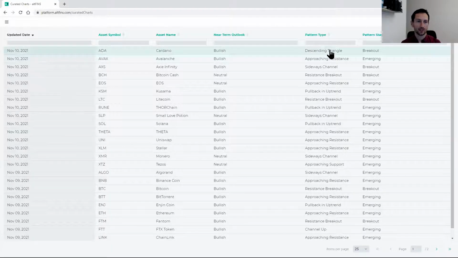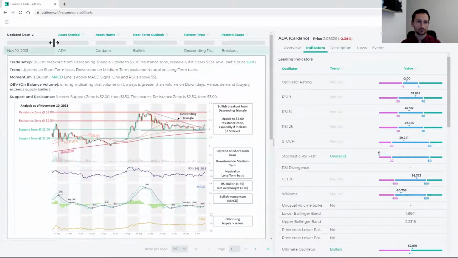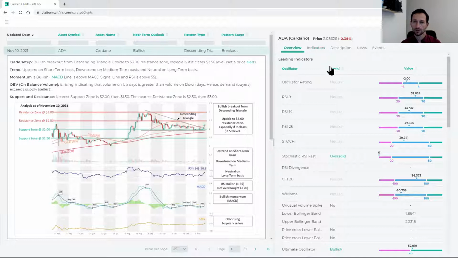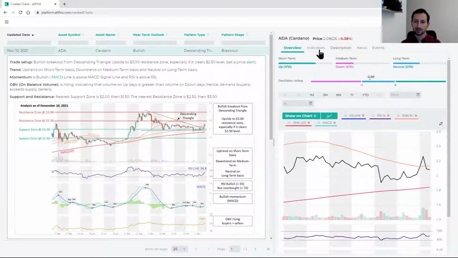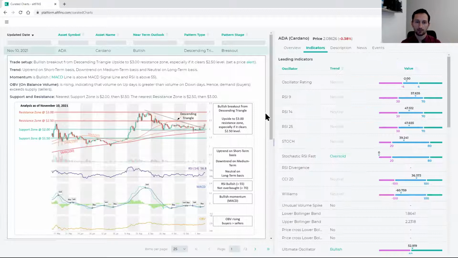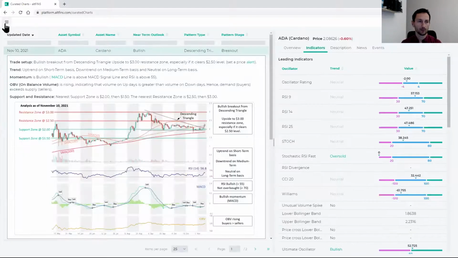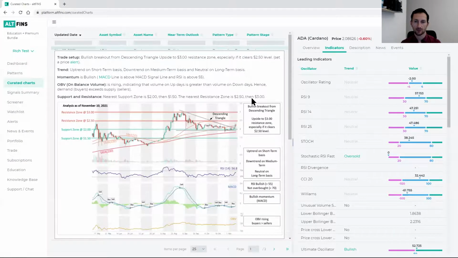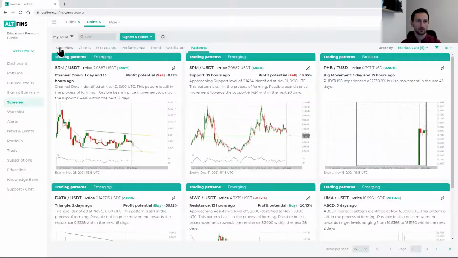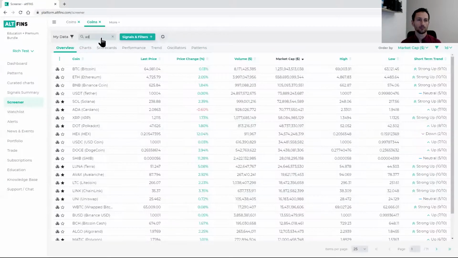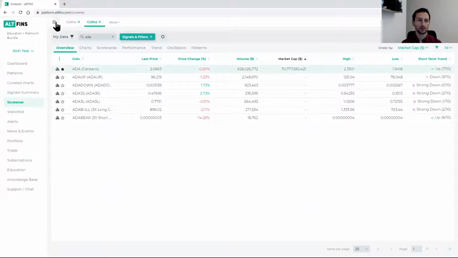For example, descending triangle is Cardano. You can check the trends here. So actually Cardano right now has a mixed trend picture, but there appears to be a breakout, as we indicate in the text here. Descending triangle, breakout. So let's take a look at it, or maybe a better way. You can also find these curated charts in the screener, by the way, and I want to blow it up a bit, and it's easier to do that from here.